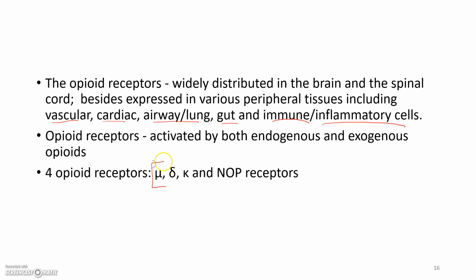The first one is the mu receptor. Then we have the delta receptor, and then the kappa receptor, and then the NOP receptor. These receptors are found all over the brain and spinal cord, and also in various tissues, including the blood vessels, the heart, the lung and airways, the bronchus, the gastrointestinal system, and even in immune or inflammatory cells.